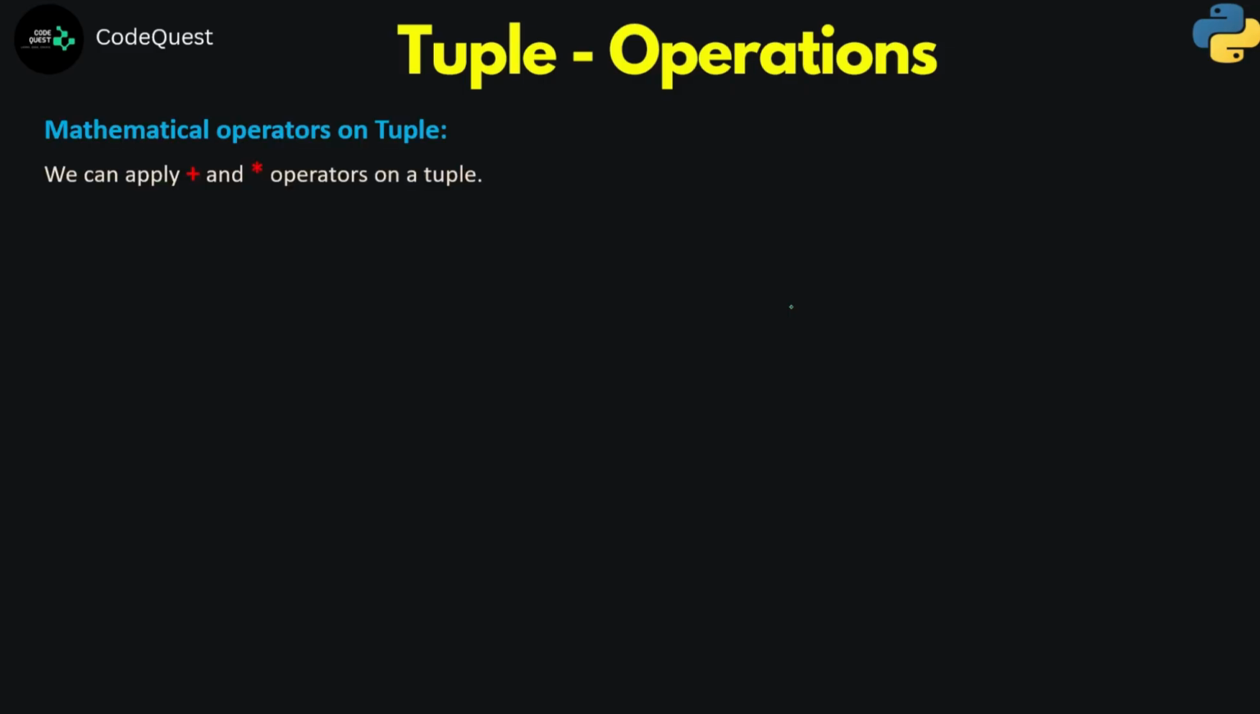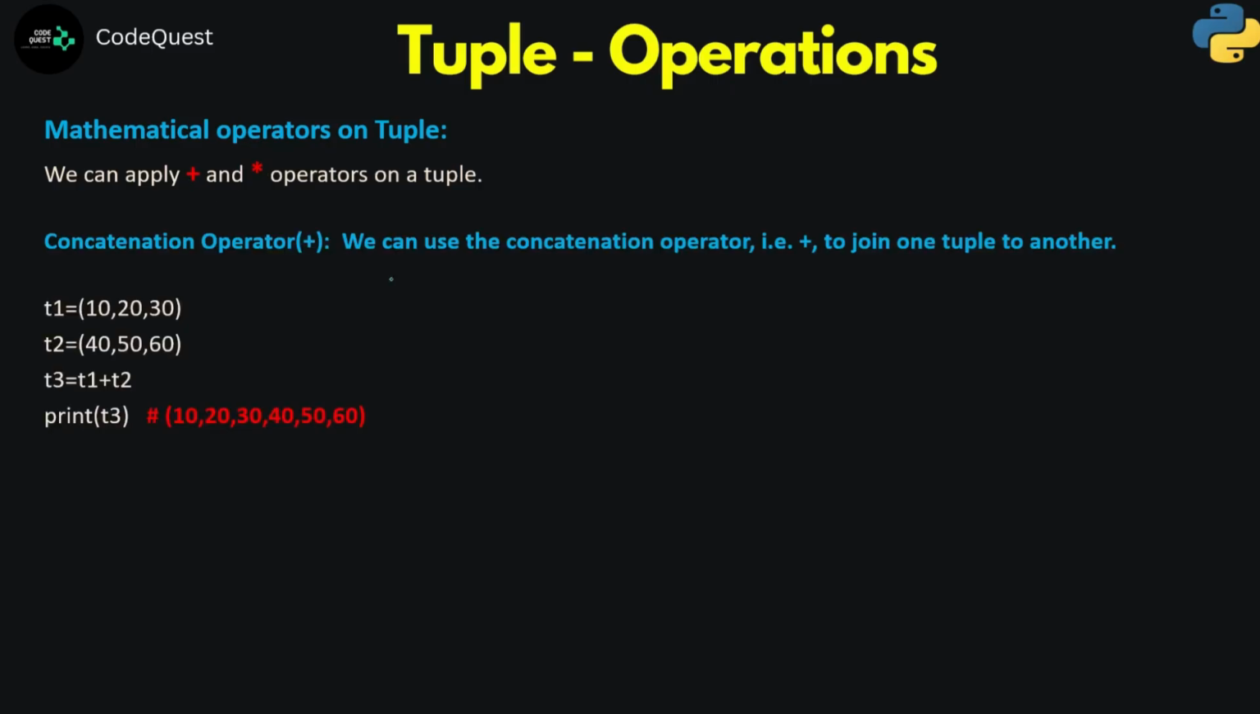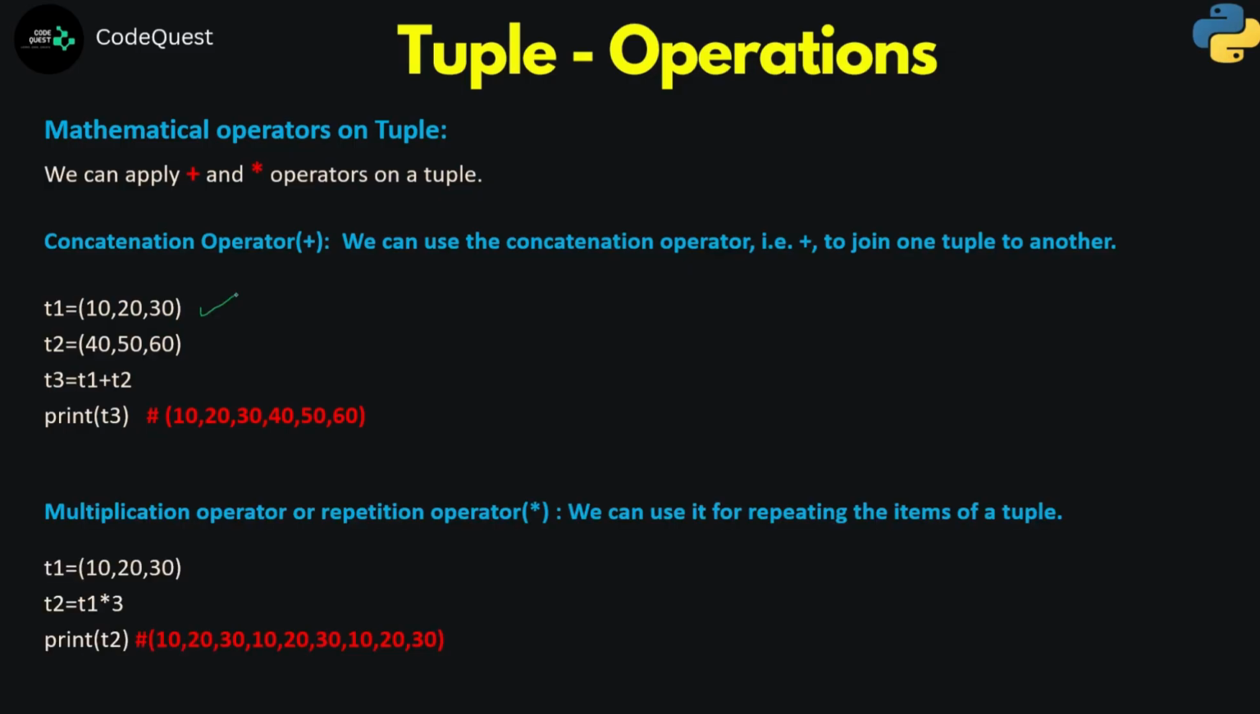There are two mathematical operators that we can apply on a tuple, that is plus and asterisk. Plus, as we know, is the concatenation operator. We can use this concatenation operator to join one tuple with another. Let's say here we have taken T1, which is holding the values 10, 20, 30. T2 is another tuple holding 40, 50, 60. Now applying this concatenation operator, T1 plus T2, generates a new tuple, say T3, where all the elements of both these tuples have been concatenated. So this is our result having all the 6 elements.